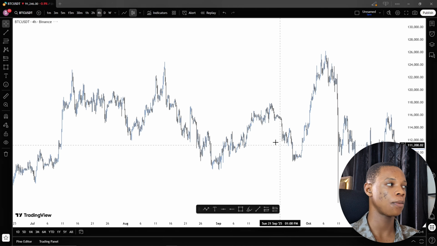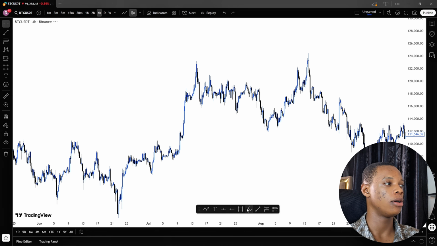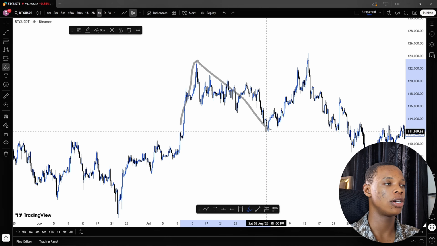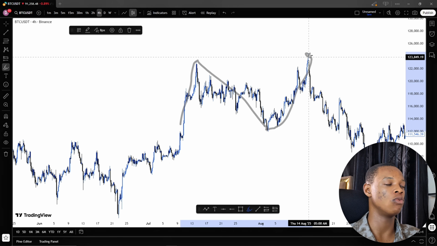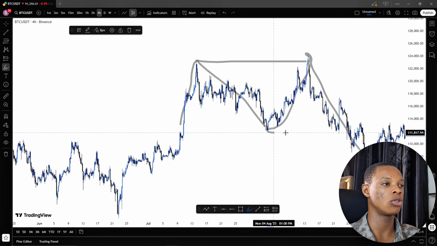Now, watch. This is like a high, the highest the price has been to. What happened? It came back down. This is the lowest, then it went back up. This is the highest, then it came back down. This movement took our liquidity above this high. Then what happened? It broke structure to the downside. This is a swing break of structure.